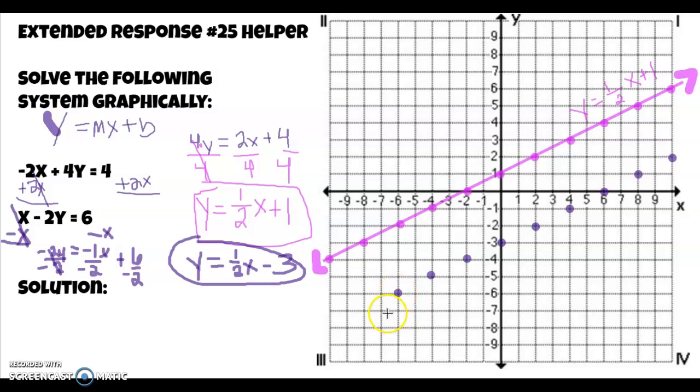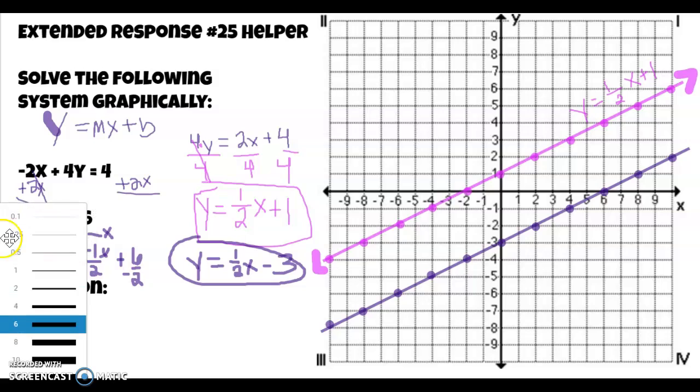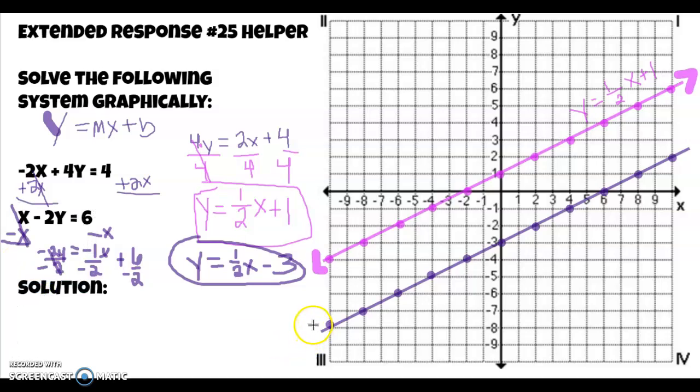Right now, as I connect these points here with my straight line, I'm noticing already that these lines look like they are parallel. And remember, when lines are parallel, that means they never touch. If they never touch, that means there is no solution.